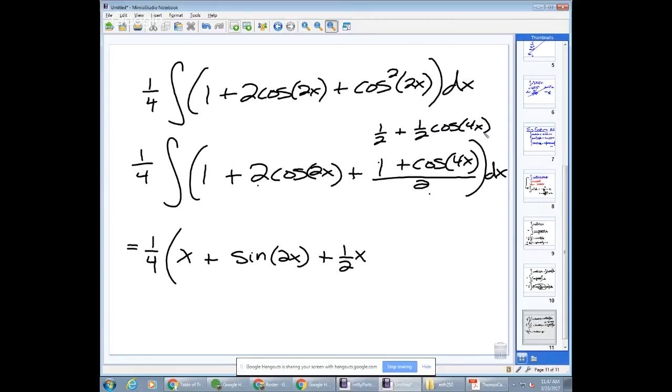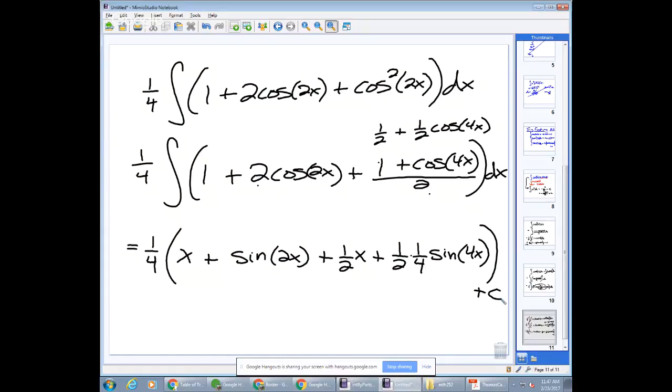The chain rule would require there be a 4 cosine of 4x there, but I don't have that 4, so I have to compensate with a 1/4. So I'm going to have a plus 1/2 times 1/4 times the sine of 4x. Close that, and I still have a plus c because I didn't have boundaries. This is an indefinite integral.